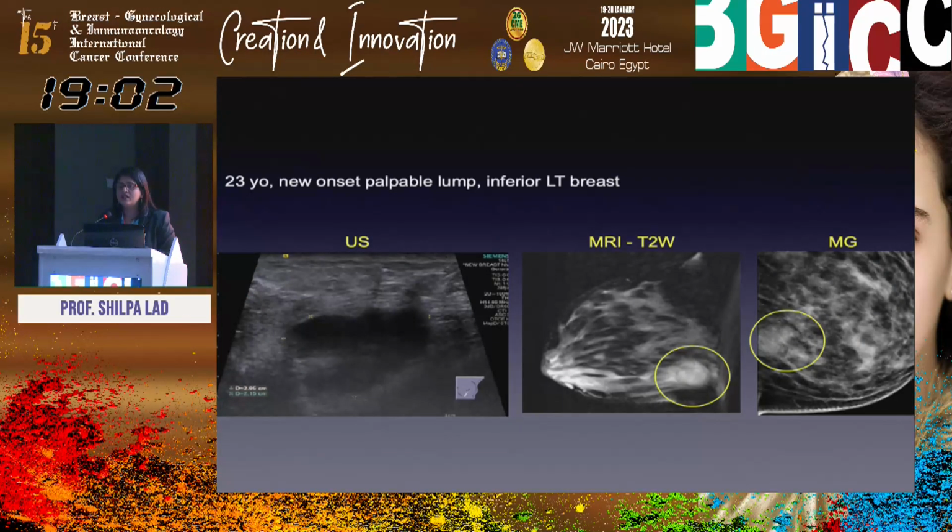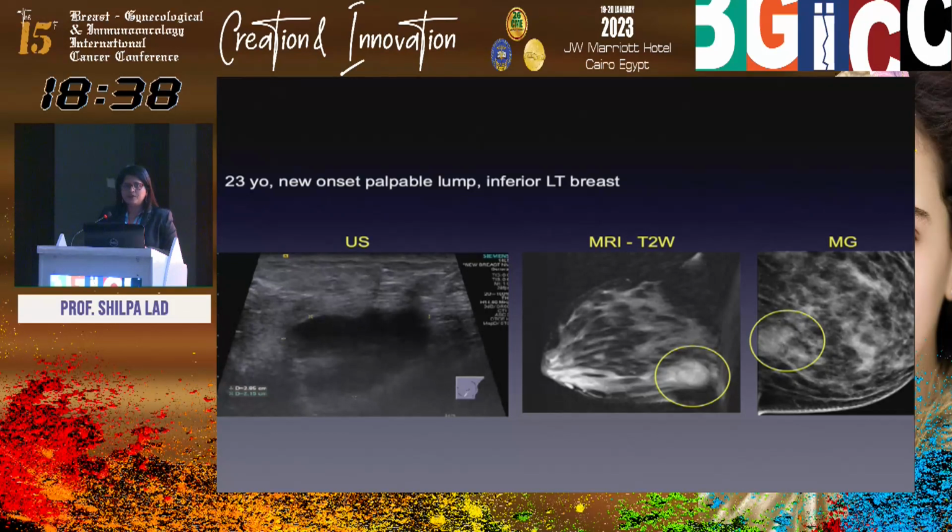Okay, so now let's look at some cases here. This is a 23-year-old who presents with a new onset palpable lump in the inferior left breast. She says that she feels that the lump has been growing. It corresponds to an oval mass. Some of the margins are smooth, some are lobulated. We cannot really assess, okay? But we are concerned.